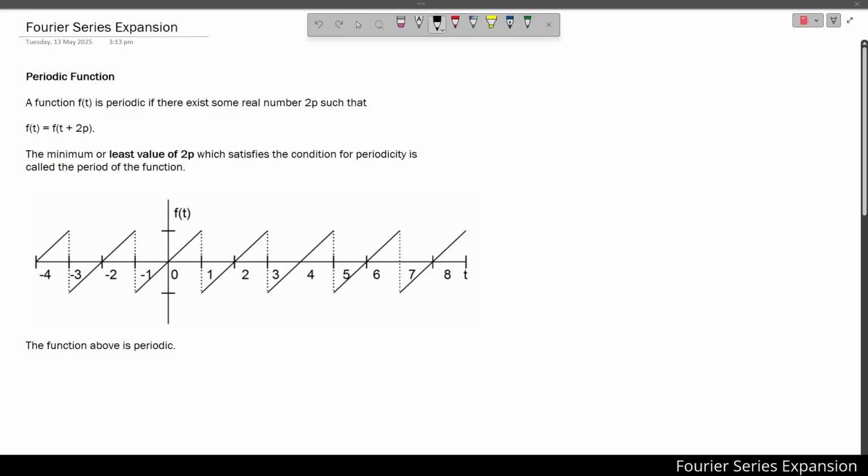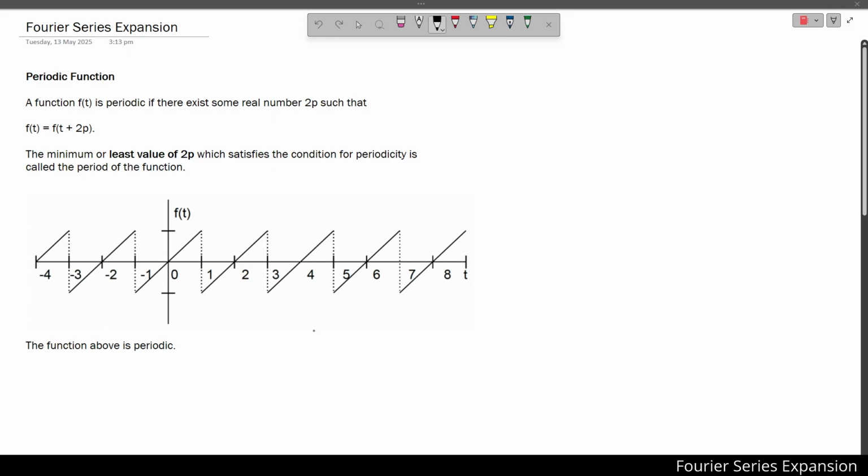Fourier series expansion deals with the periodic function. A function f of t is periodic if there exists some real number 2p such that f of t is equal to f of t plus 2p. Or after some interval 2p, the value of the function just repeats. The minimum or least value of 2p which satisfies the condition for periodicity is called the period of the function. So note 2p, not just p.